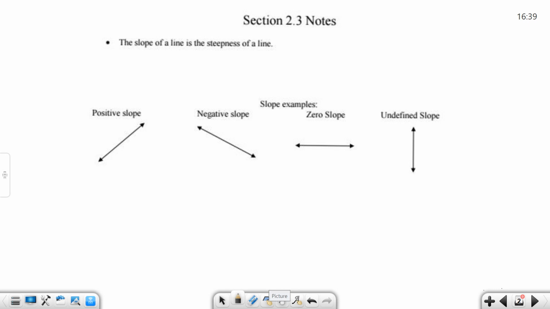In this section we're talking about the steepness of a line, which we call slope. When we use slope in this section, we are using the letter M. On the screen you see examples of positive slopes. That one is rising. A negative slope is falling. A zero slope is a horizontal line, and an undefined slope is a vertical line.